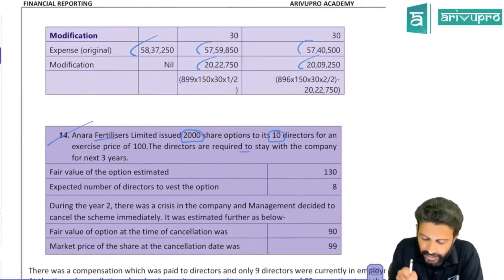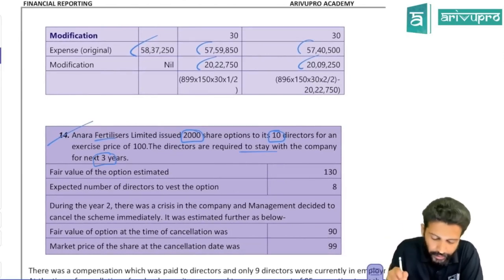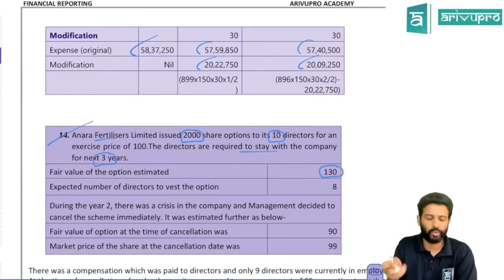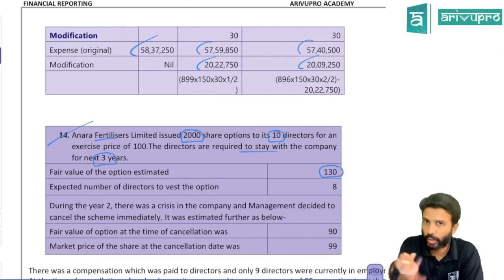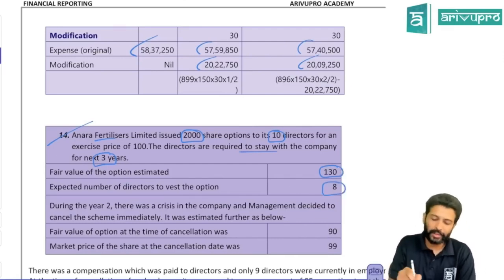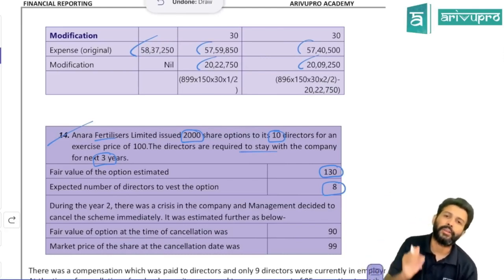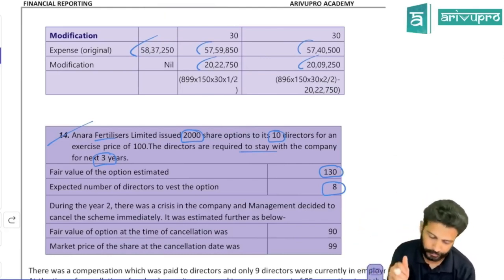Leave that. Directors are required to stay with the company for the next 3 years. So this is your vesting period. Fair value of the option estimated is 130. We assume this is the fair value on the grant date, though they don't mention it. The number of directors expected to vest the option is 8. Though we give the option to 10 directors, we feel 2 of them will quit and only 8 of them will avail this particular option.